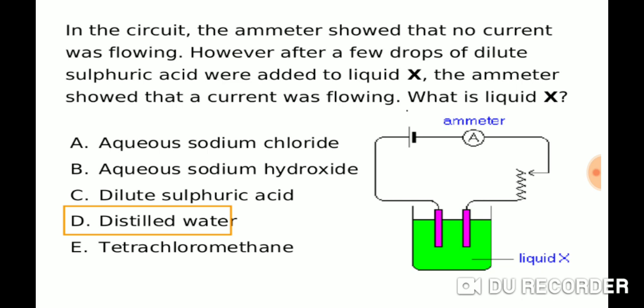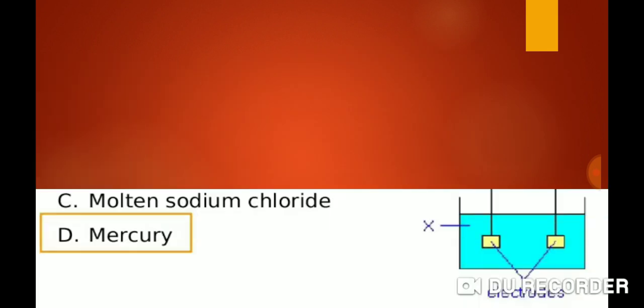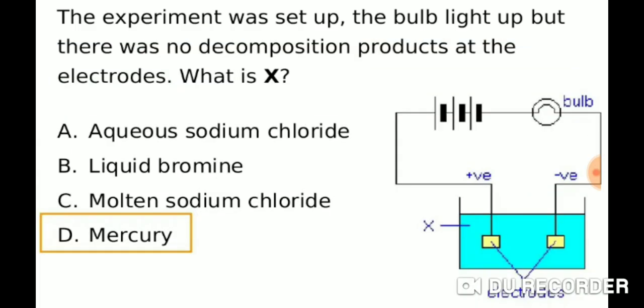It means if liquid X would have been tetrachloromethane, the ammeter must have shown some value. So the option is D, distilled water, because distilled water does not conduct electricity at all. So during the electrolysis of water, a small amount of sulfuric acid is added so that it conducts electricity.